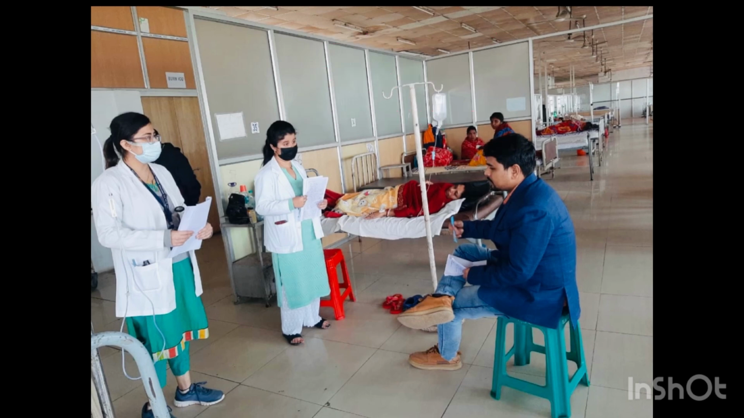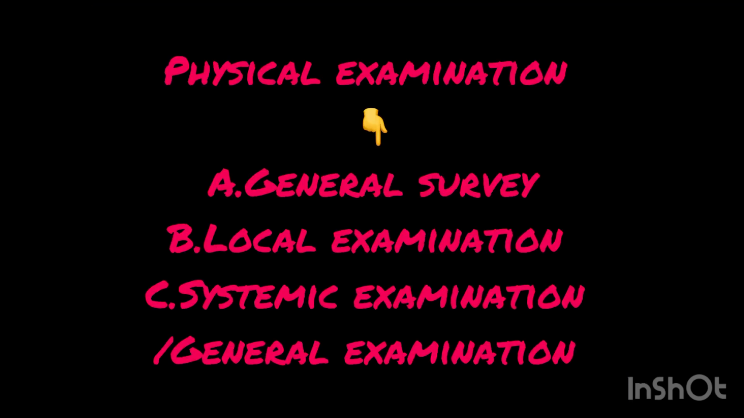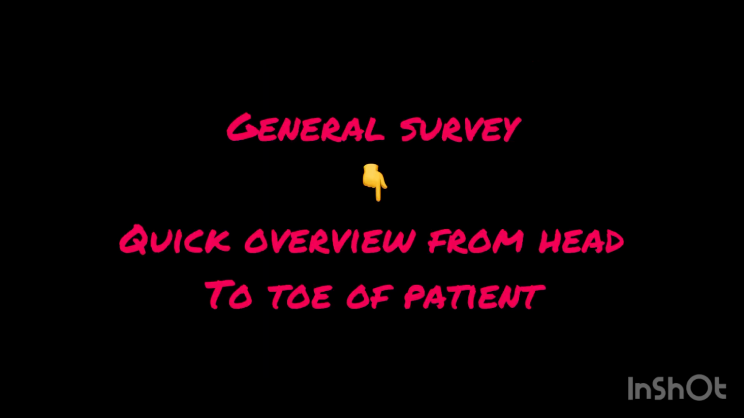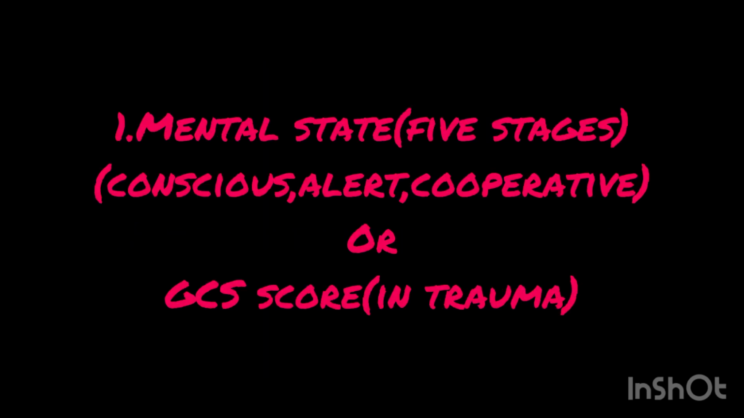In physical examination, there are three parts. One, general survey. Two, local examination. Three, systemic examination. Most of the students call general survey as general examination. That is the wrong term. So what is general survey? This is a quick overview of the patient from head to toe.